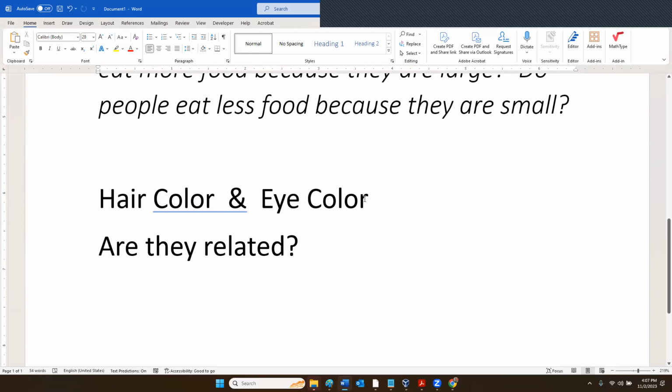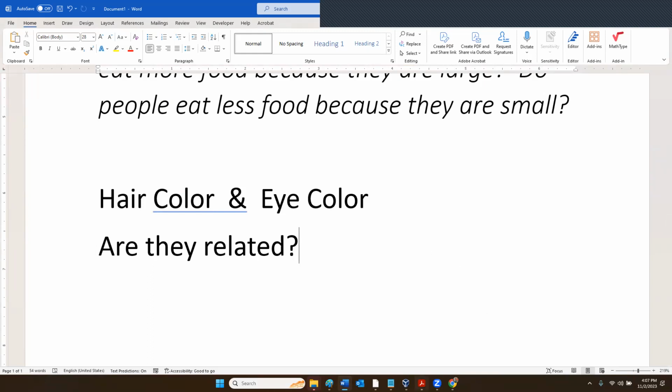Or let's take it a step further. Let's say hair color is related to longevity. Hair color is related to a certain disease. People with blonde hair have more body mass, they're more obese, and they have high blood pressure, right?